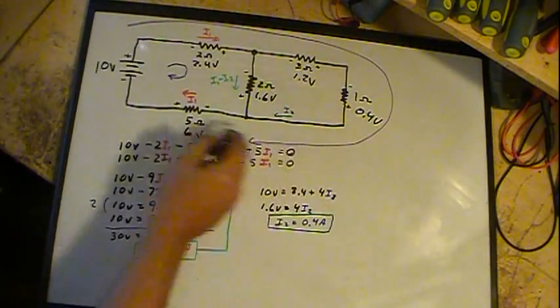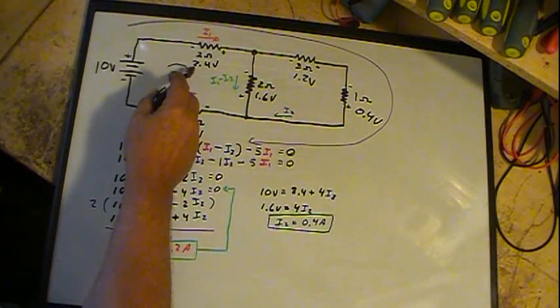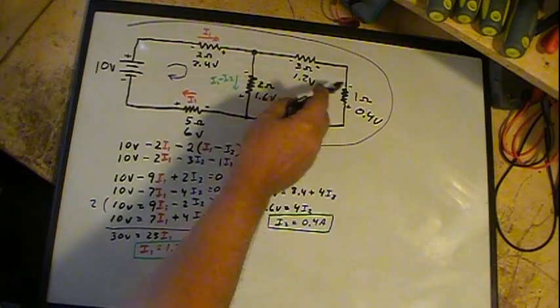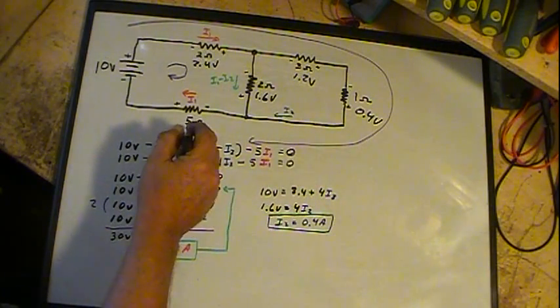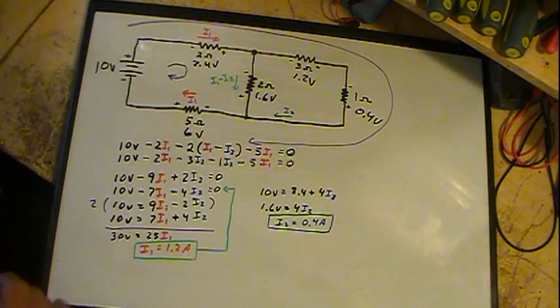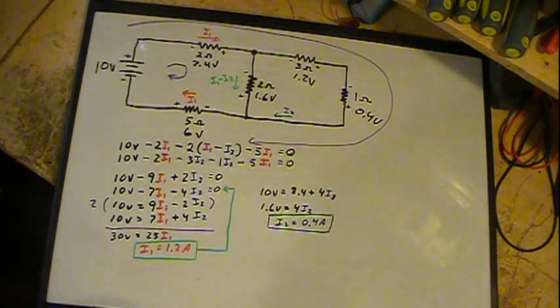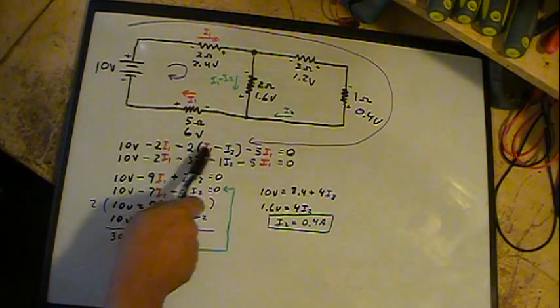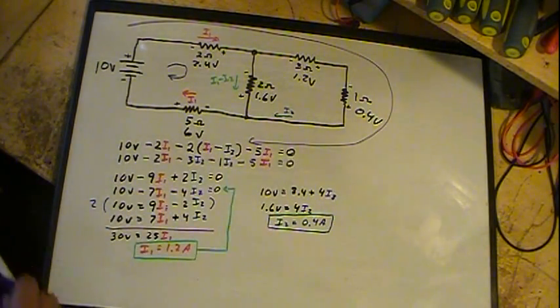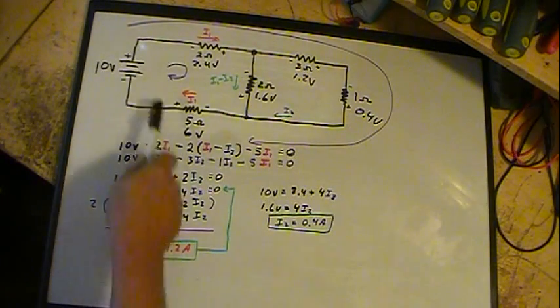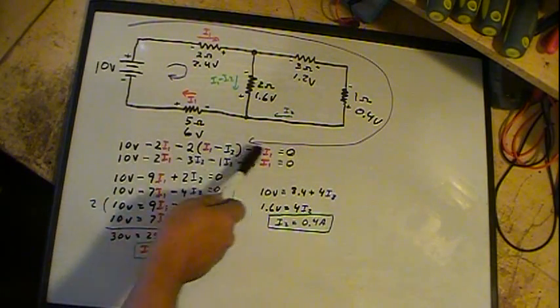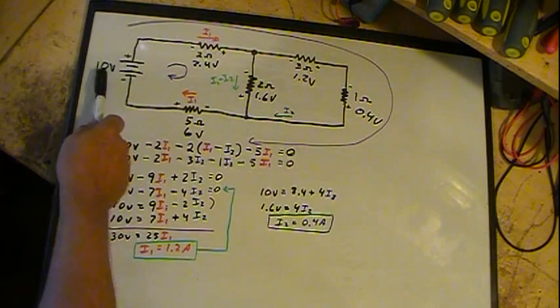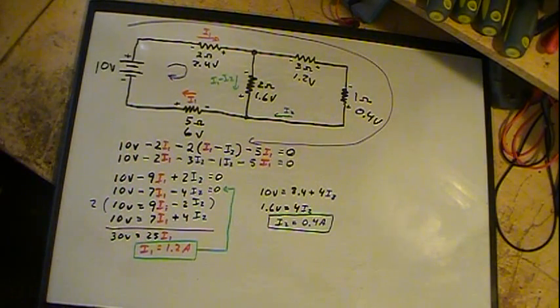If I follow the outside loop, then I got the 2.4 plus 1.2, 0.4, and 6 again gives me 10 volts. So it works out. If I would actually plug those numbers in here, it would come out to 0, because they'd all be negative numbers, since they're dropping voltage from the battery.